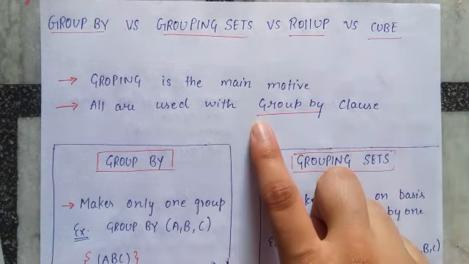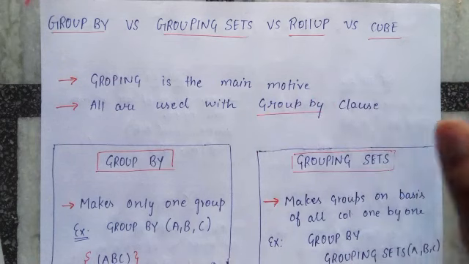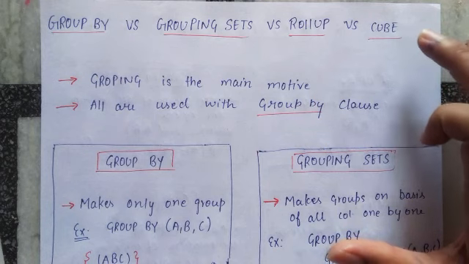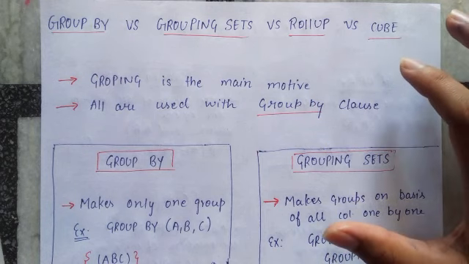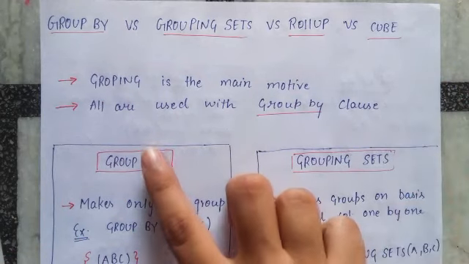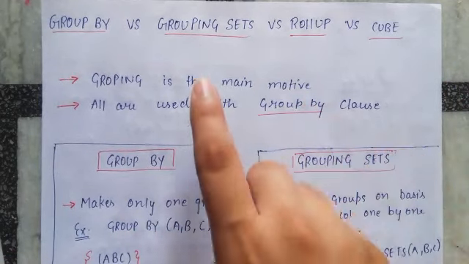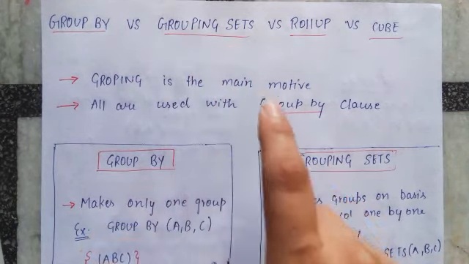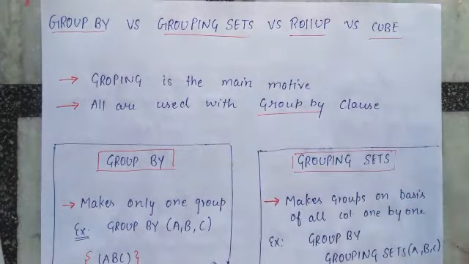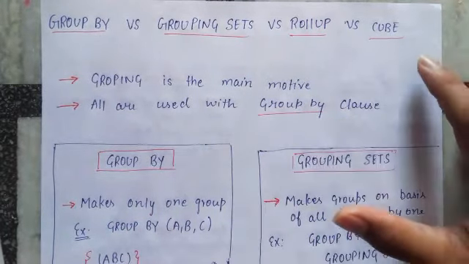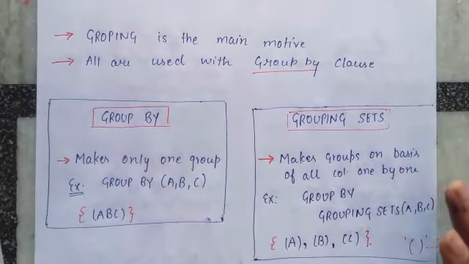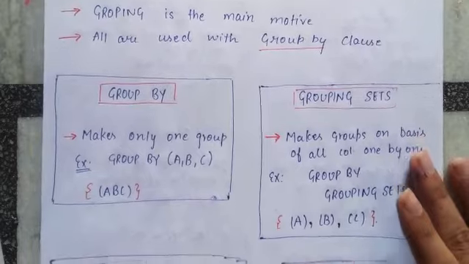The very first similarity is that these are all used for grouping the data. The main motive for using these four commands is to group the data. If we want to group the table, we will use either of these four. The second similarity is that all of these are used with the group by clause. If we are going to use grouping sets, we will have to use the group by clause along with these three also.